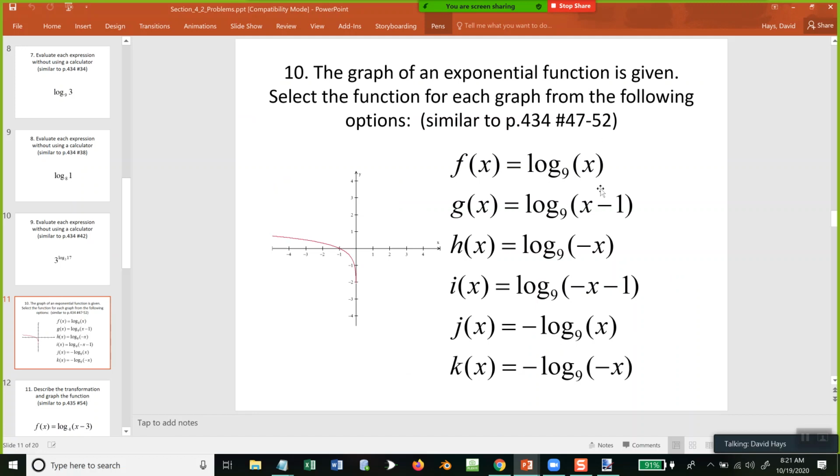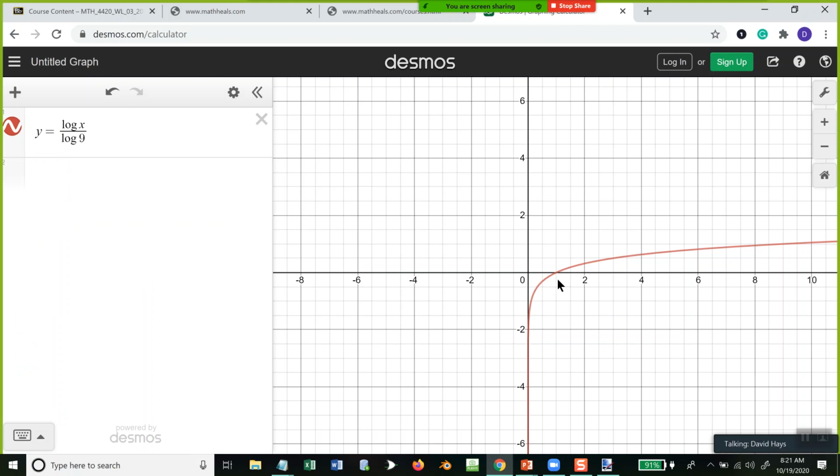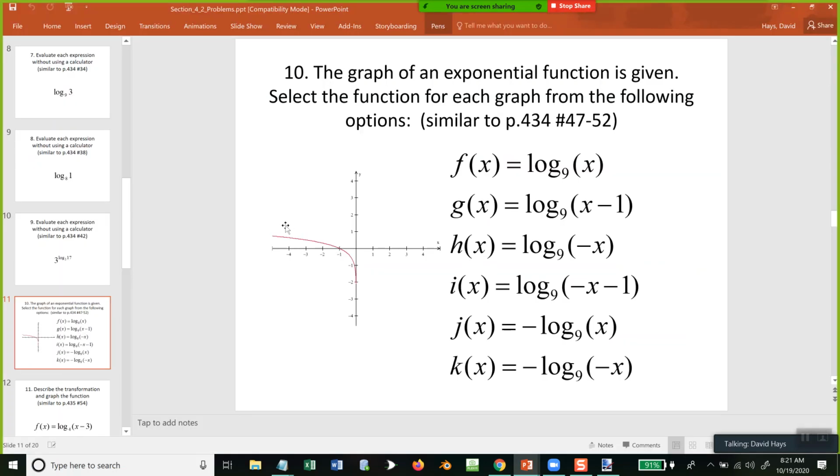All the rest of these have numbers associated with them. We're going to talk about what those mean. When the number's inside with the x, it shifts left or right opposite of what you think. The -1 would make you think left 1, so it's really right 1. Now here's our basic graph. If I shift that right 1, that is not going to match this graph, so it's not g of x.